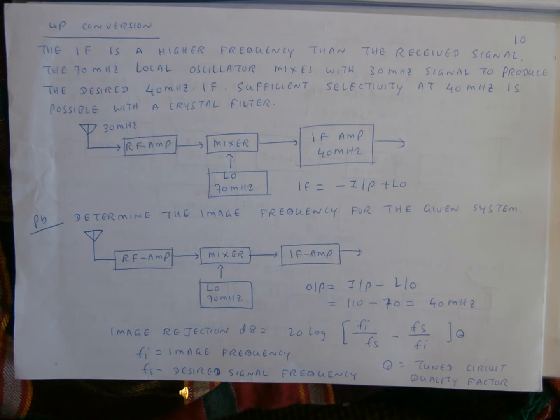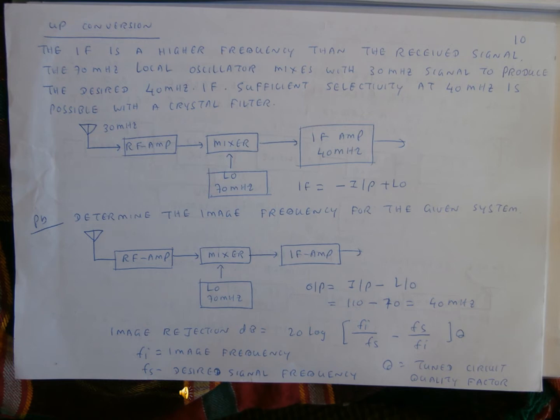As you see, the antenna receives the 30 megahertz frequency and passes it through the radio frequency amplifier and then to the mixer. Inside the mixer it is combined with the local oscillator frequency of 70 megahertz. The difference between 30 and 70 megahertz will be the intermediate frequency amplifier frequency, 40 megahertz. So this 40 megahertz will go out. So the intermediate frequency is equal to the local oscillator frequency minus the input frequency. This is the way of conversion.